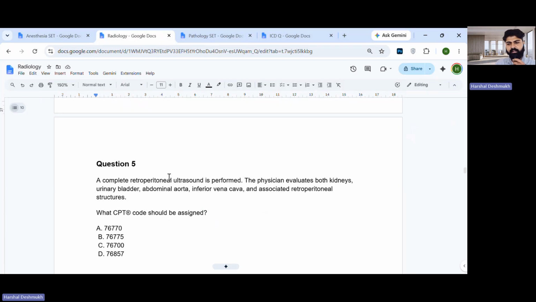A complete retroperitoneal ultrasound is performed. The physician evaluates both kidneys, bladder, aorta, vena cava, and retroperitoneal structures. Which CPT code should be assigned here?